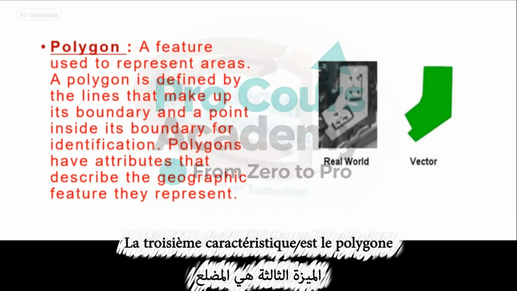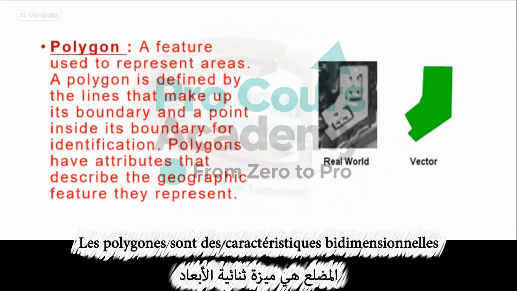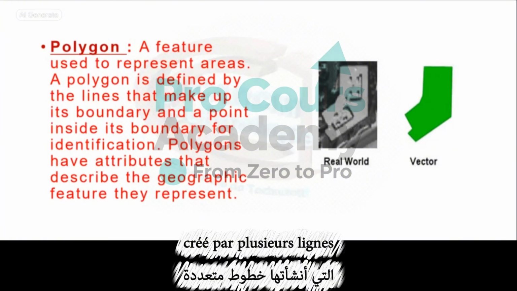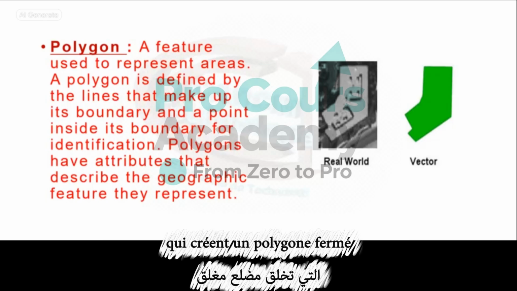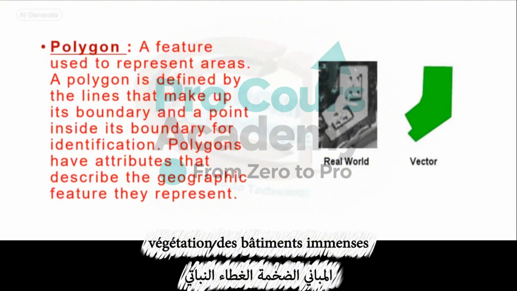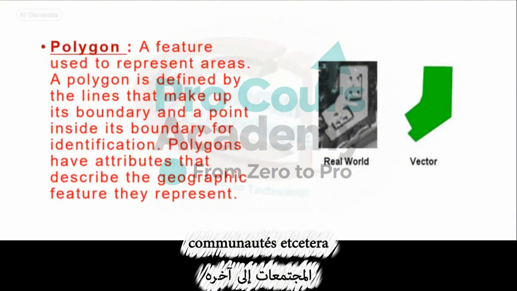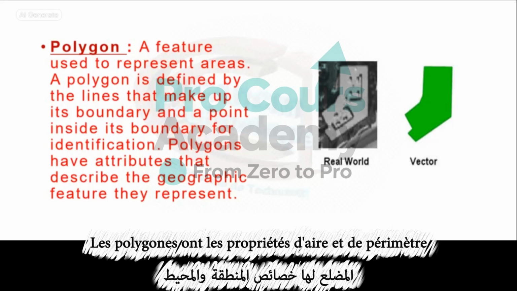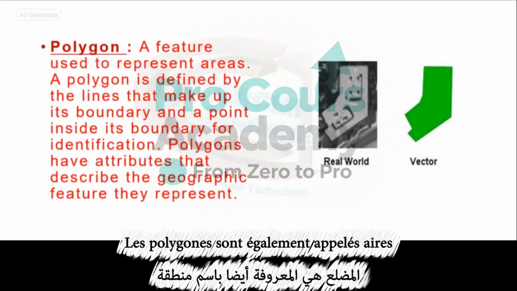The third feature is polygon. Polygons are a two-dimensional feature created by multiple lines, which create a closed shape. Polygons are used to represent features such as lakes, huge buildings, vegetation, communities, etc. Polygons have the properties of area and perimeter. Polygons are also known as areas.